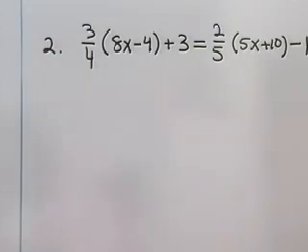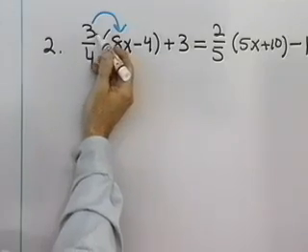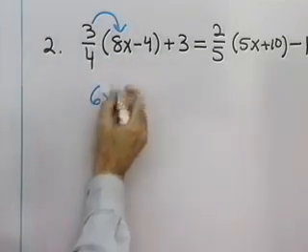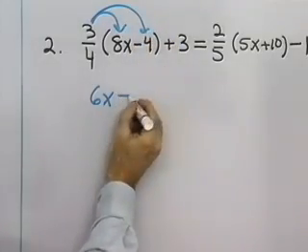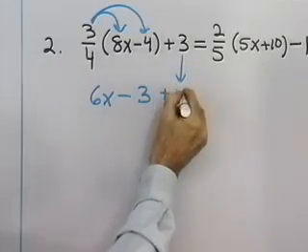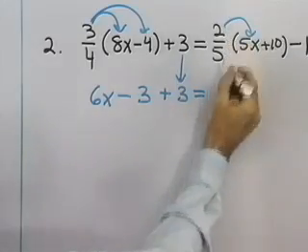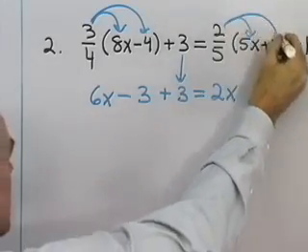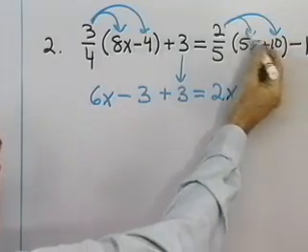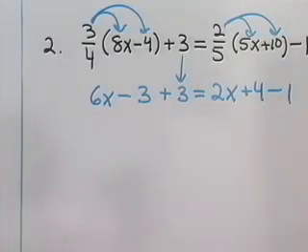Here's our next one. Here I'm going to apply the distributive property first. I see I have some fractions, but I'm not going to worry about that until after I apply the distributive property. 3/4 times 8, 4 divides into 8 twice, times 3 is 6x. 3/4 times negative 4 will be negative, 4 goes into 4 once, times 3 is 3. Plus this 3 equals 2/5 times 5. 5 divides into 5 once, times 2 is 2x. And then 2/5 times 10. 5 divides into 10 twice, times 2 is 4, minus 1. So that's step 1a. I applied the distributive property.